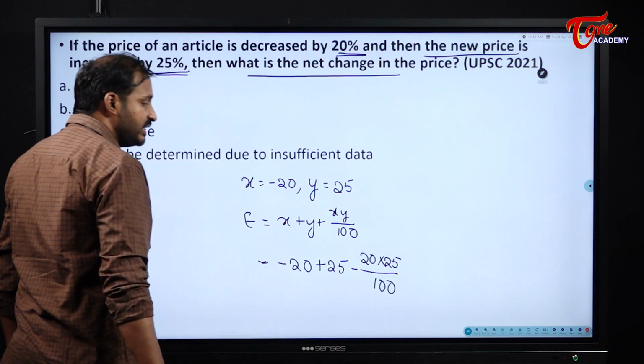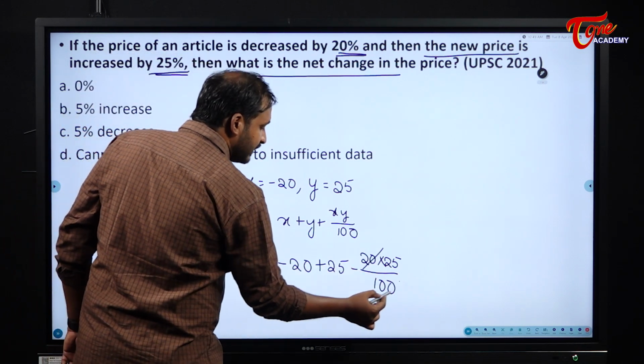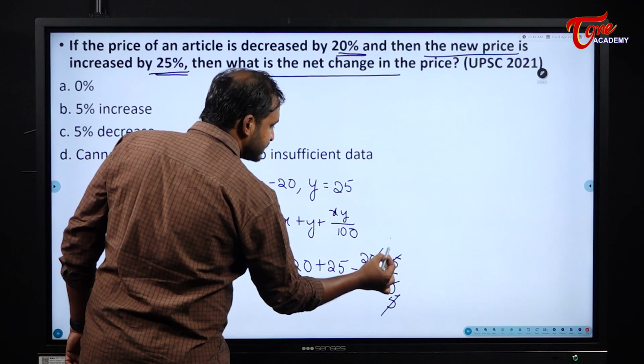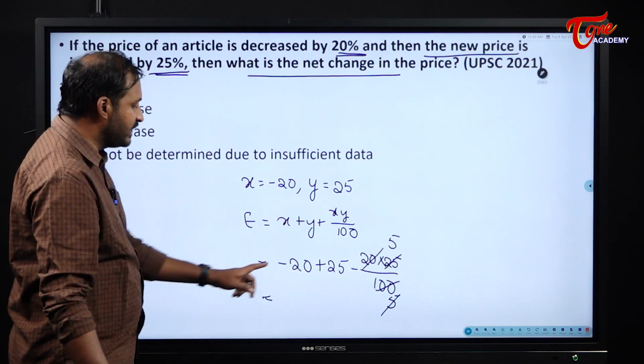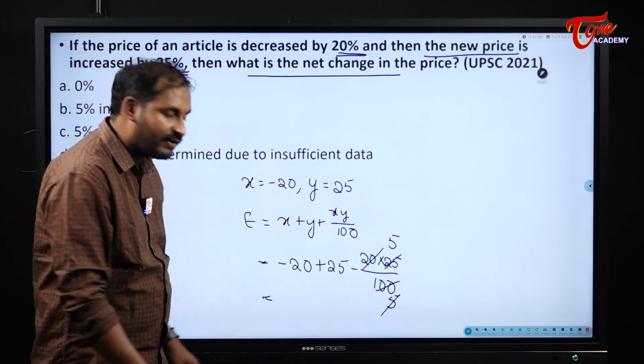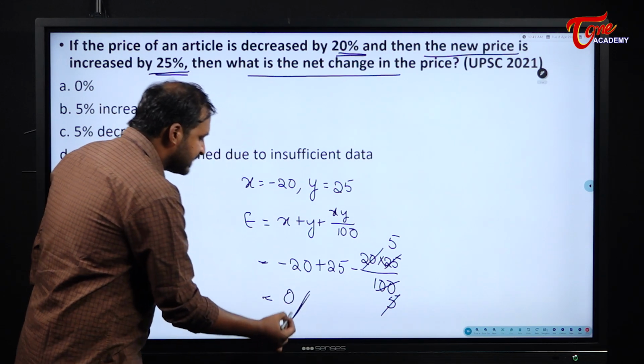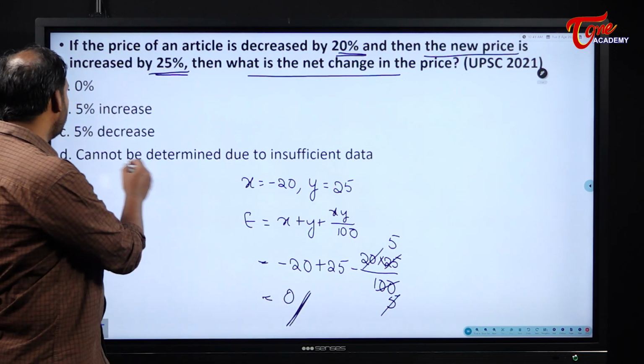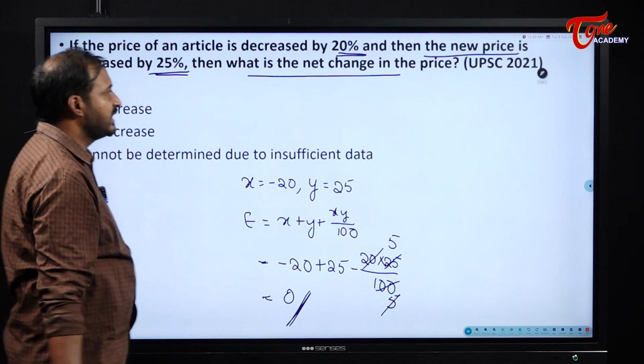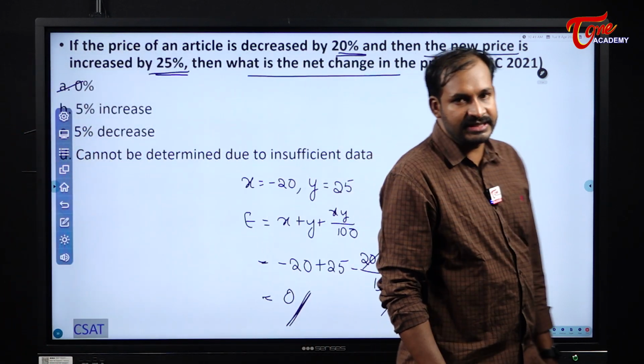Alright, now see here, 20 ones, 25s, 5 ones, 5 5s. Overall what I got here? -20 minus y minus 25 plus 25, 0. That means what is the net change in the price? There will be no change. 0%. The change in the price is 0%.